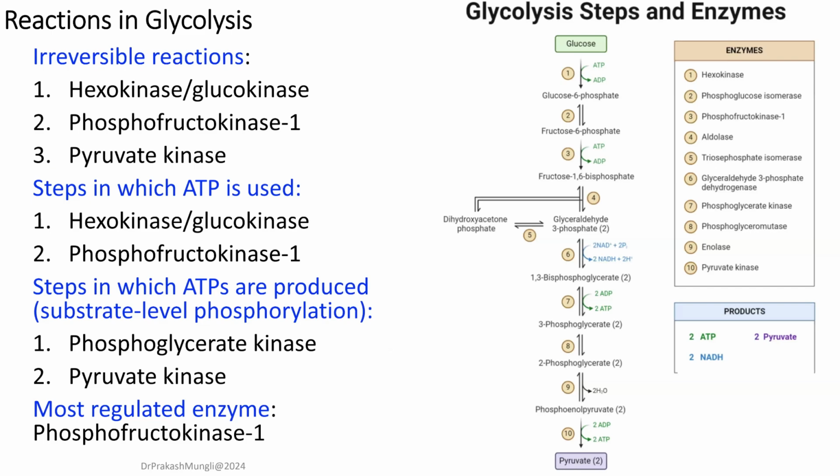Yesterday we have seen two high yield reactions in glycolysis. One is the first reaction, conversion of glucose to glucose 6-phosphate, done by glucokinase and hexokinase. And the second high yield reaction is PFK1, which does conversion of fructose 6-phosphate into fructose 1,6-bisphosphate.